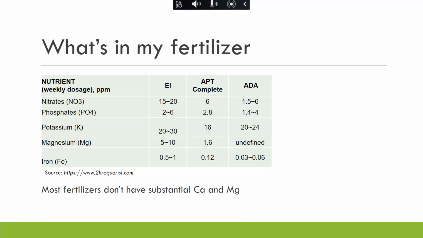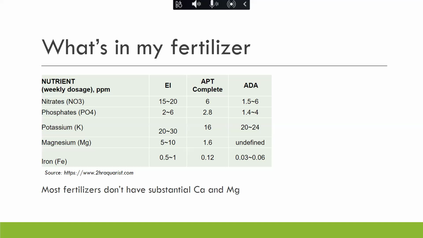So here's sort of where I'm at. Here are three different methodologies or branded fertilizers that you could buy. EI is Estimative Index, so that's not something you can buy, but you can buy salts and dose to those ranges, which are established. Again, that was the first line from the previous slide. Then APT Complete, which is the 2Hr Aquarist.